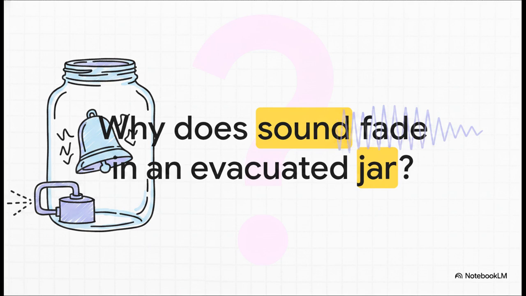All right, question 2. This one's a classic physics brain teaser. Imagine a bell ringing continuously inside a sealed glass jar. Now, if you use a vacuum pump to suck all the air out of that jar, evacuating it completely, the sound of the bell gradually fades until it goes completely silent, even though you can still see the bell ringing inside. Why does that happen?